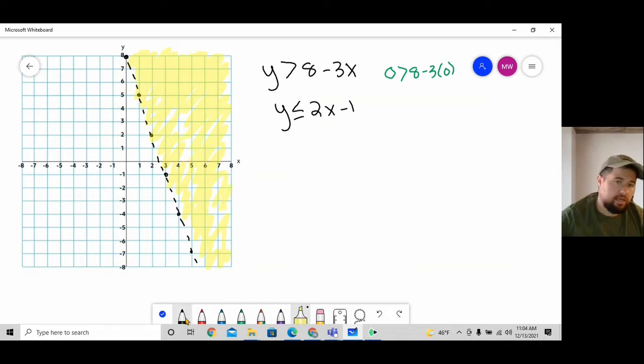Okay. And I'm going to do the same thing for this one. Y is less than or equal to 2x minus 1. This one's going to be a solid line because it says less than or equal to. So I'm going to start at the negative 1. I'm going to go up 2 and over 1 throughout my graph. And I'm going to make a solid line. Don't judge me. It's not going to be perfect.